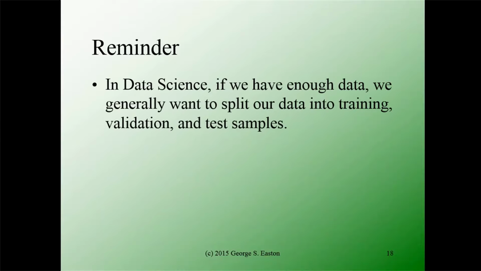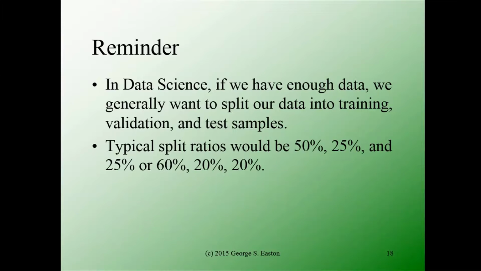So let me just remind you of how you generally do your splitting of data in data science. In the context of data science, you're generally thinking about very large samples, and you want to split your data into a training sample, a validation sample, and then finally a test sample. Typical percentages for the various splits might be 50% for the training sample, 25% for the validation sample, and 25% for the test sample. Or you might split it 60% for the training, 20% for the validation, and 20% for the test.